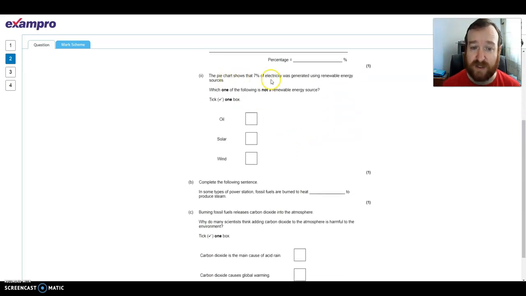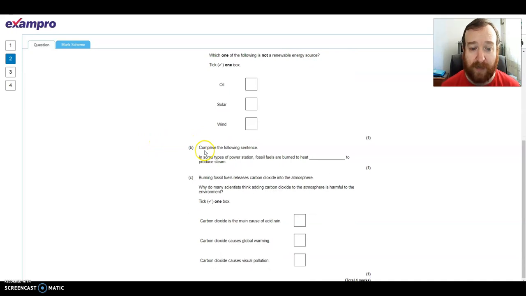The pie chart shows that 7% of electricity was generated using renewable energy sources. Which of the following is not renewable? So this is just recall, knowing which is renewable, which is not. Okay, is it oil, solar or wind? Complete the following sentence. In some types of power station, fossil fuels are burned to heat something to produce steam. So heat what? What do we heat inside a power station?